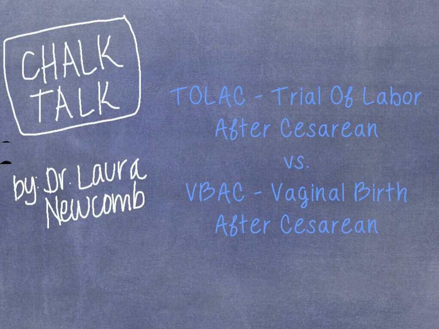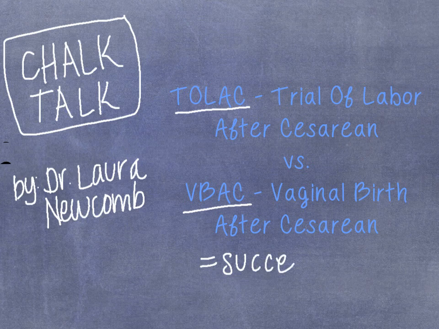First, let's start out with definitions. TOLAC stands for Trial of Labor After Cesarean. Note that this is really just a trial, versus a VBAC, which is a vaginal birth after cesarean. A VBAC is a successful TOLAC. You can also have an unsuccessful TOLAC. This is when somebody attempts a vaginal delivery, labors, but still ends up with a cesarean delivery.